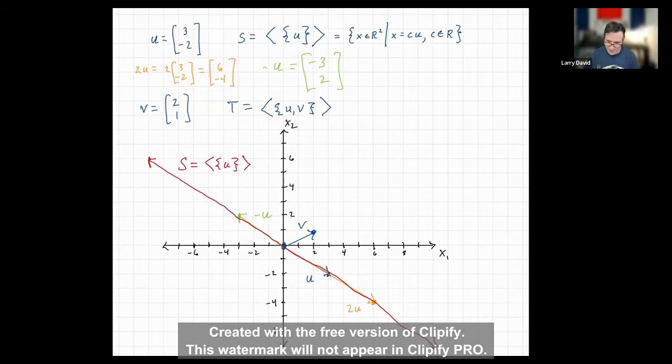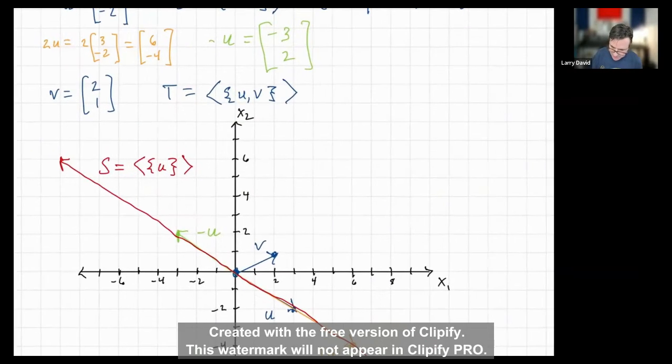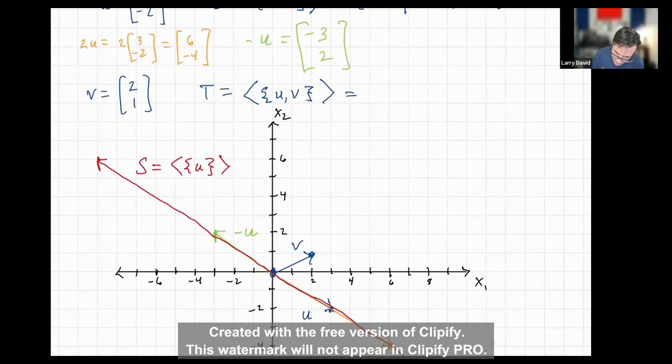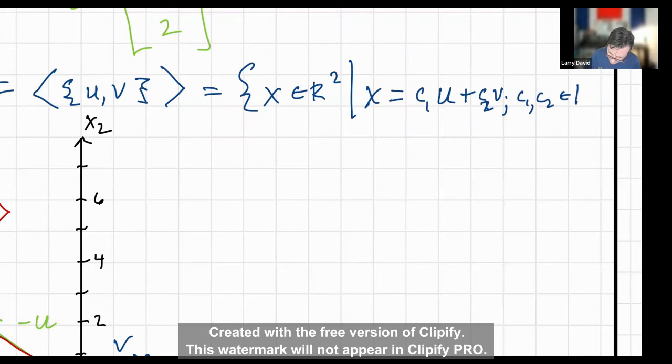And there are infinitely many vectors in T, which is the span of the set. So it's the set of all the linear combinations. And because there are 2 vectors, we could say it's the set of all x in R2 such that x is, say, C1 times u plus C2 times v, where C1 and C2 are in R.